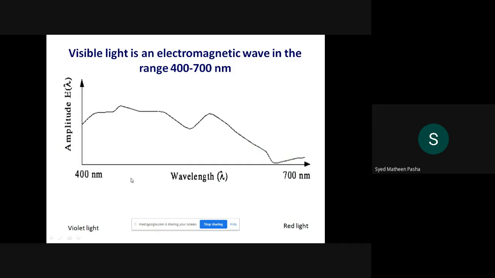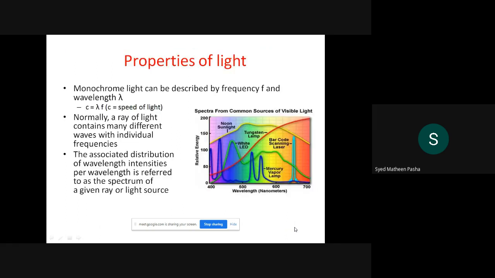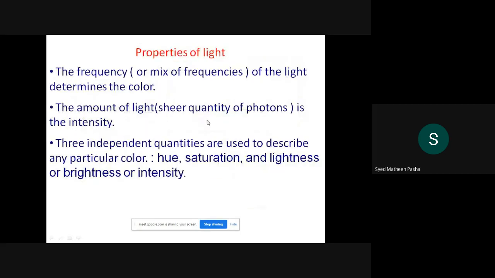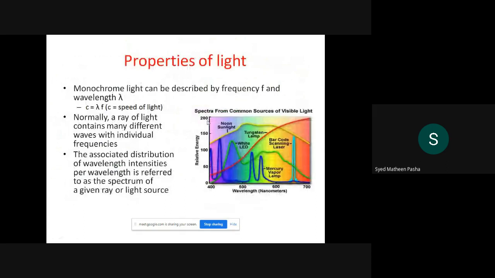where the wavelength lies between this and this. If the range is this, that is 400 nanometer, you should get a violet light. At 700 nanometer, you should get a red light. Then I told all these properties with respect to light. For that, I'll just read out the key points with respect to properties.